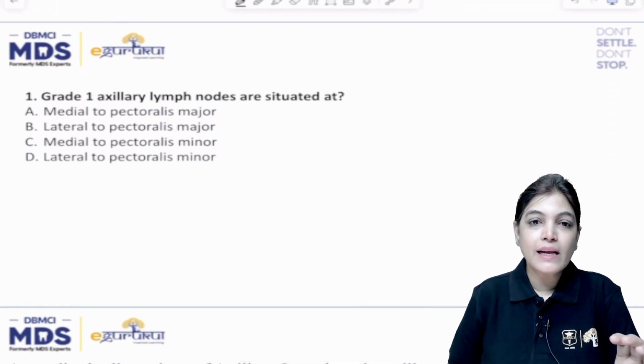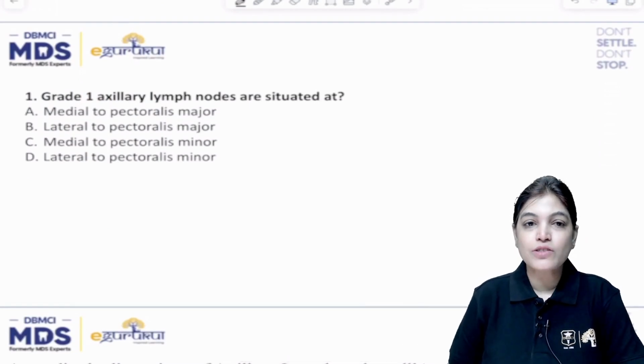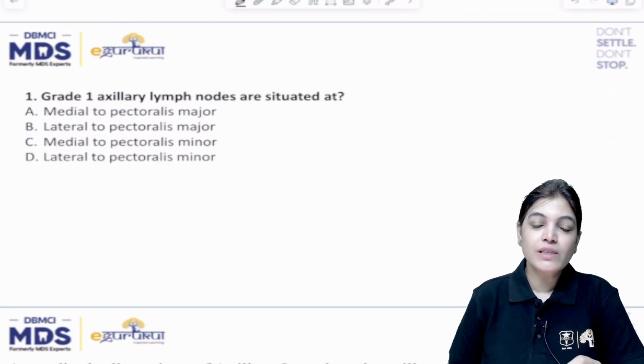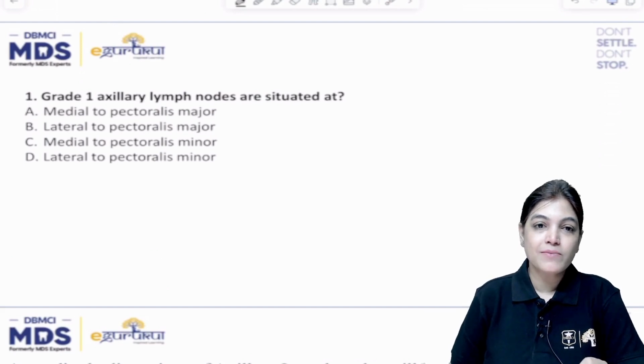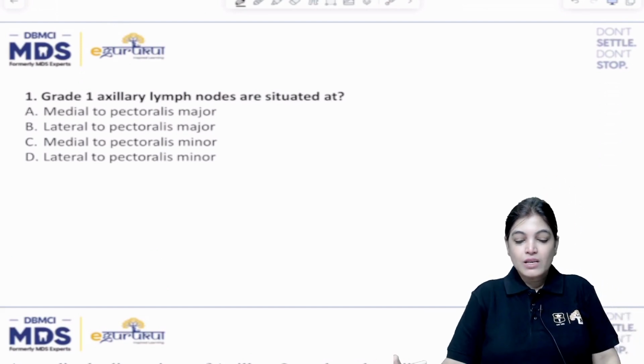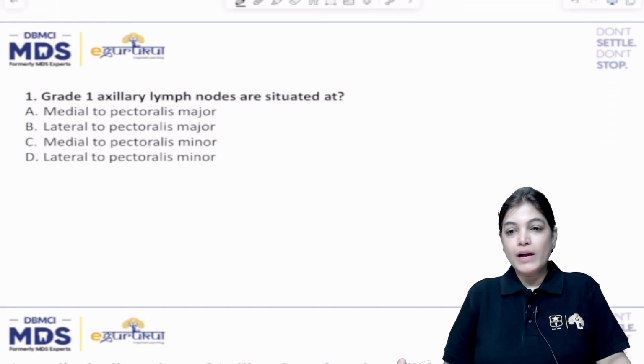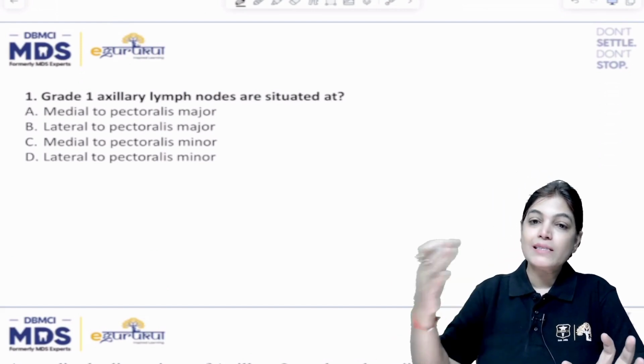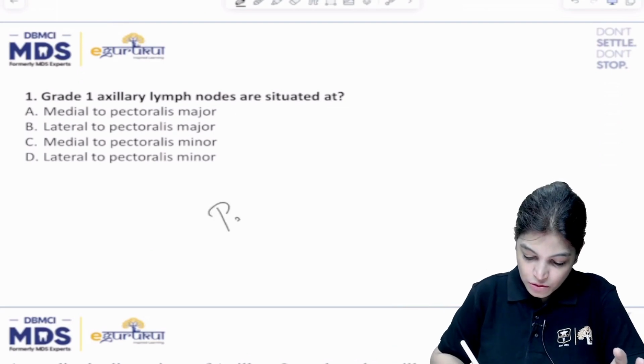Grade 1 axillary lymph nodes are located. What is the location of grade 1 axillary lymph node? Is it medial to pectoralis major muscle, lateral to pectoralis major muscle, medial to pectoralis minor, or lateral to pectoralis minor? For solving this MCQ, I would like to clear one point about the pectoralis minor.